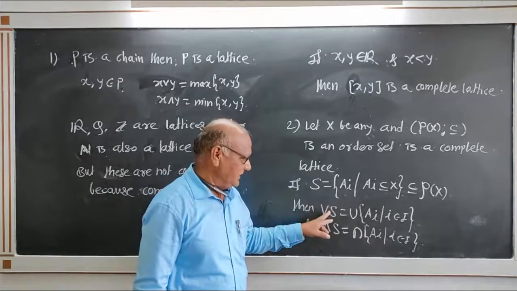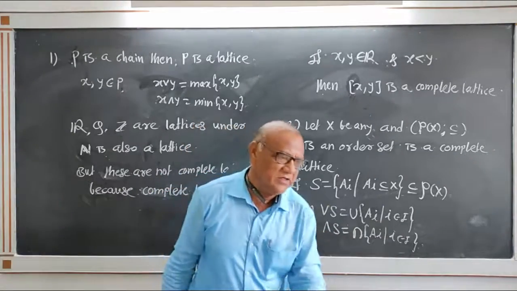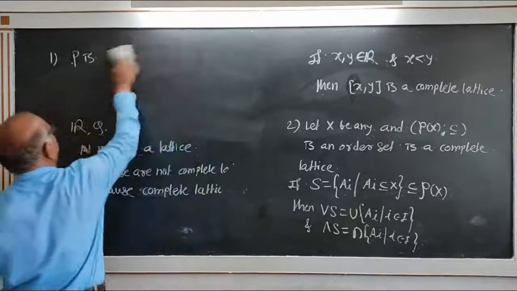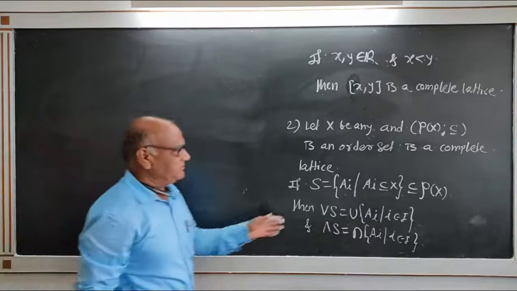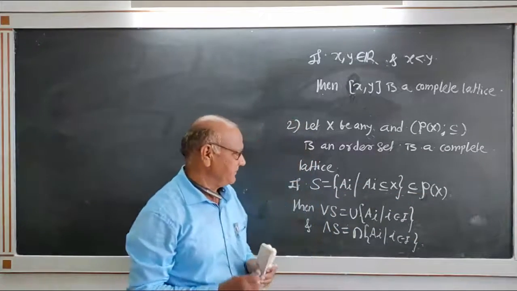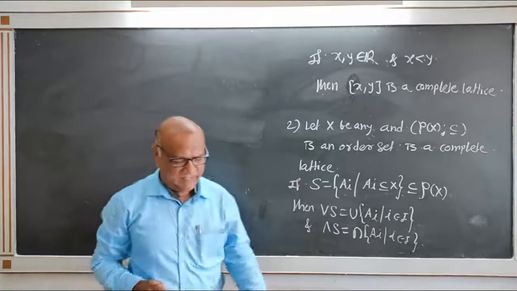Join exists and meet exists for each subset S of P of X. And so it is a complete lattice.